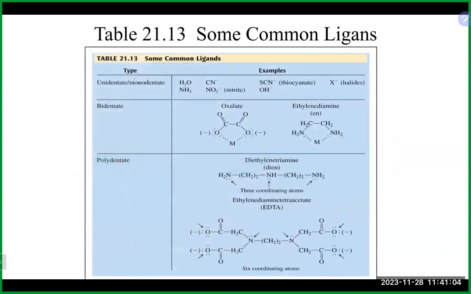So here's a table. You have a similar one in your book of some of the monodentate or unidentate ligands. Again, all these guys up here give you 1 bond per molecule. Here are our 2 common bidentates, our ethylenediamine and our oxalate, which give you 2 per molecule. This is diene, which actually has 3 nitrogens that can bind, so this guy will give you 3 per molecule.